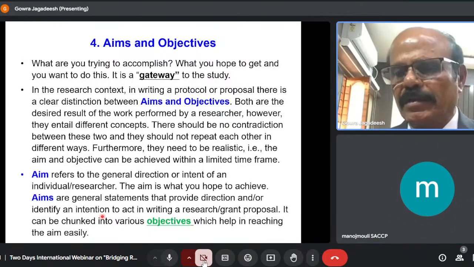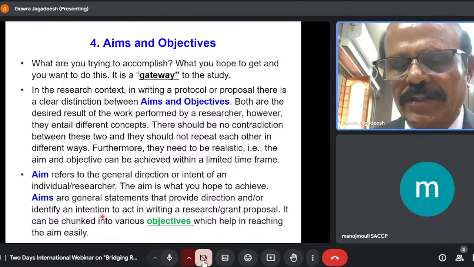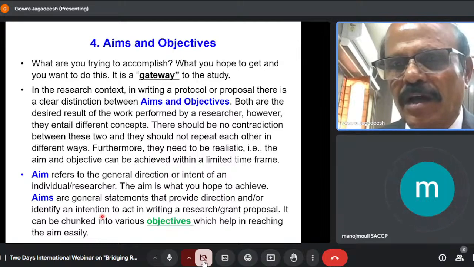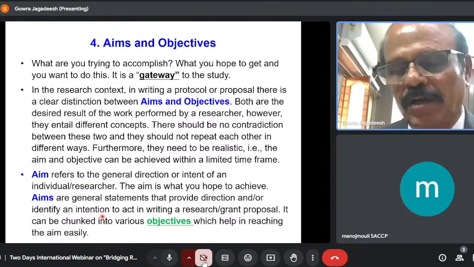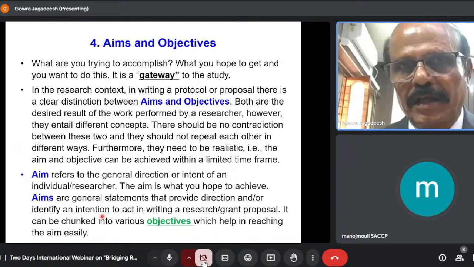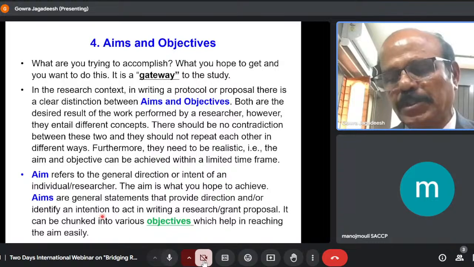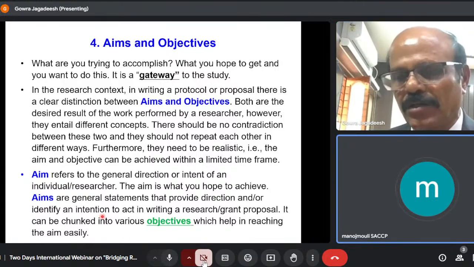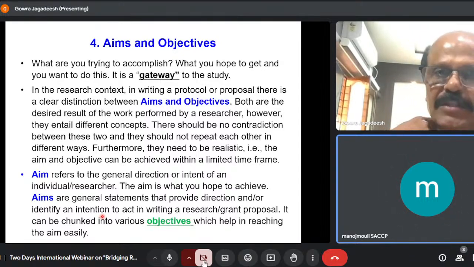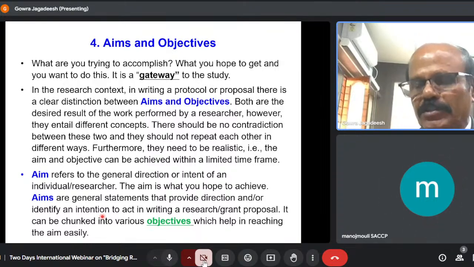Aims and objectives. This is the core which everybody writes. The first two, that is research question and hypothesis, are largely ignored in the protocols which I come across in many places. However, many students do write research questions and hypothesis also. But for aim and objectives, people have to be very clear. Many people write methodology in the objectives. No, based upon the objectives, you write methodology. Don't mix methodology with the objectives, because objectives are the core, which is a gateway to the study.